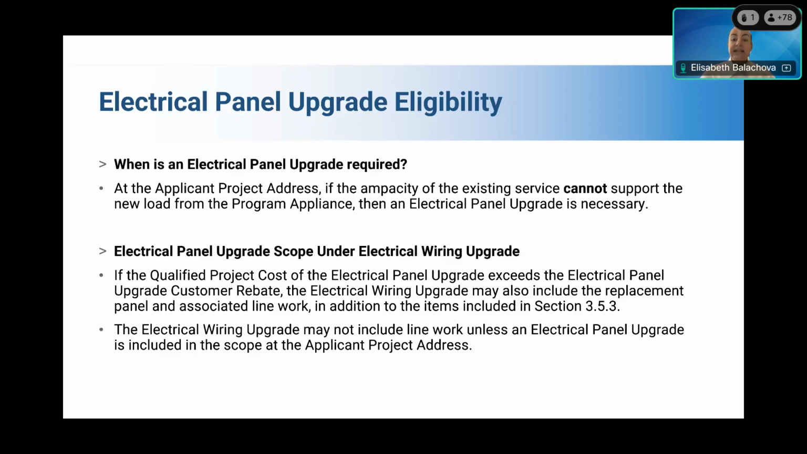Now, something that is new is that if the qualified project costs of the electrical panel itself exceed the rebate amount that the customer is eligible for, then you can actually tap into the electrical wiring rebate as well. And that can include the replacement of the panel and any associated line work. But again, you can only use the electrical wiring rebates for that work if you're doing an electrical panel upgrade.